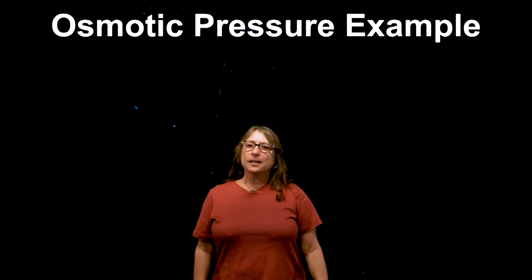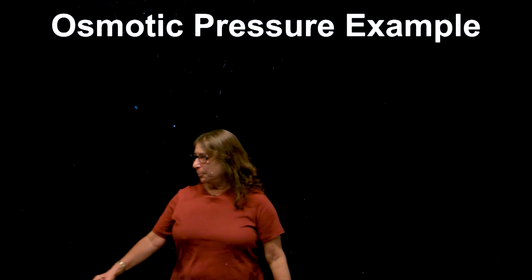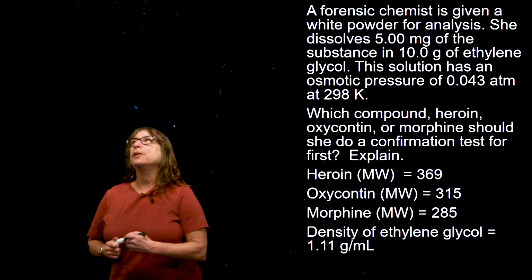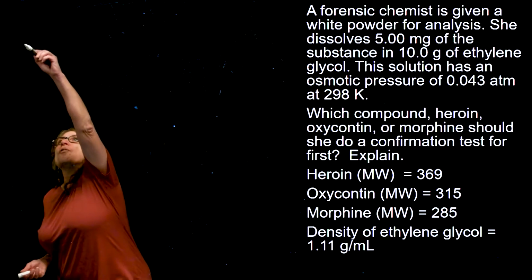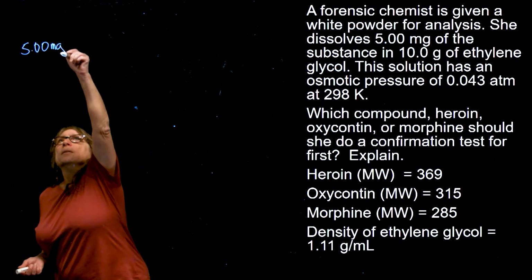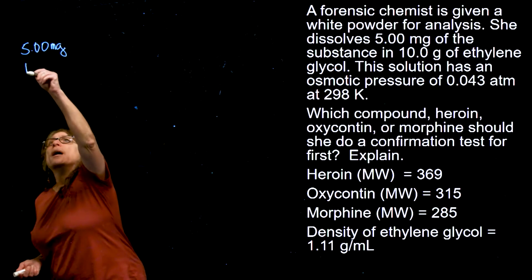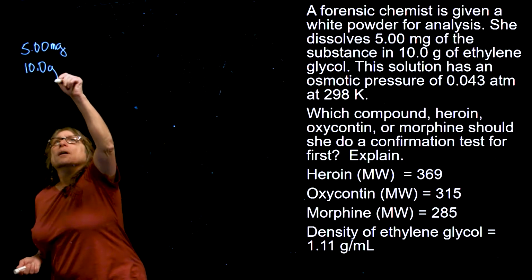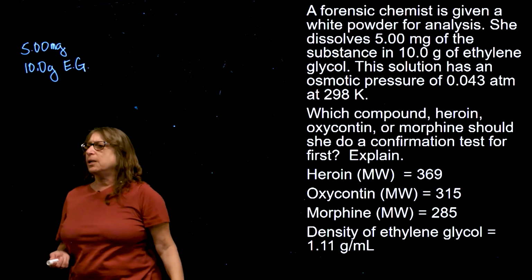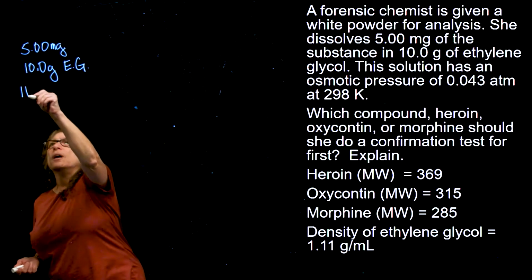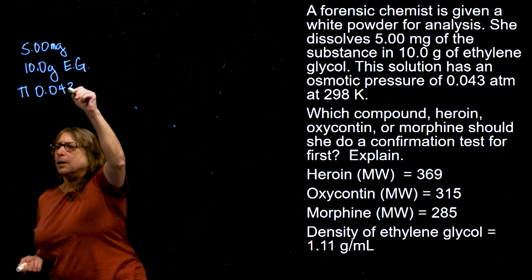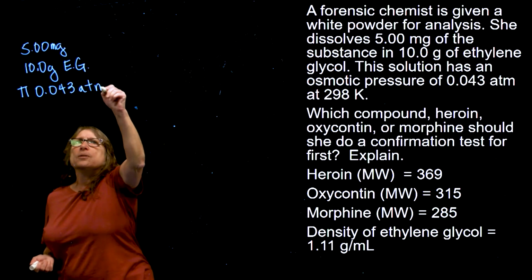This is an example problem of osmotic pressure. A forensic chemist is given a powder for analysis. She dissolves 5 milligrams in 10 grams of ethylene glycol, which I'm going to abbreviate as EG. The solution has an osmotic pressure of 0.043 atmospheres.